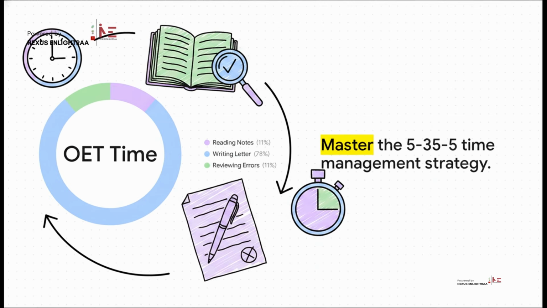Here's how it works. Those first 5 minutes are strictly mandatory reading time. Literally, you're not permitted to even pick up your pen. Then, you have 35 highly focused minutes to actually draft your letter. That leaves exactly 5 crucial minutes at the very end to review it. Sticking religiously to this breakdown is your ultimate safety net when that exam pressure hits.